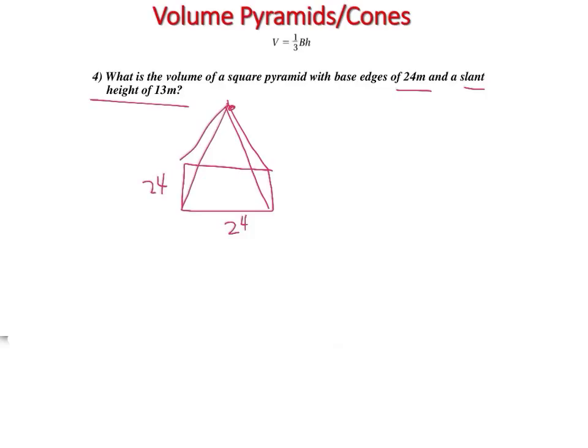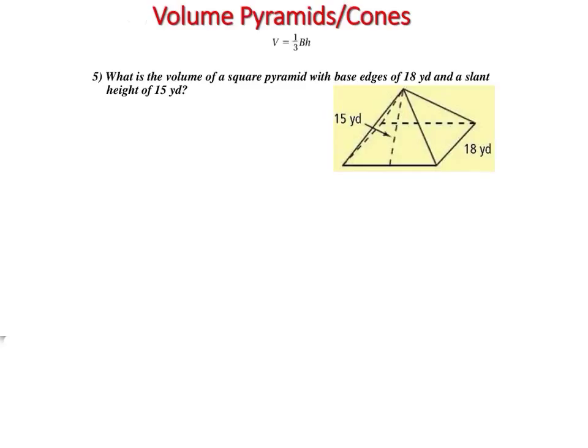And the slant height, so I'll use a different color here. The slant height is this distance on the outside, and that is 13. So we have to calculate what the actual height of the pyramid is right there. Okay, so if you could work through this problem and calculate the volume of this.